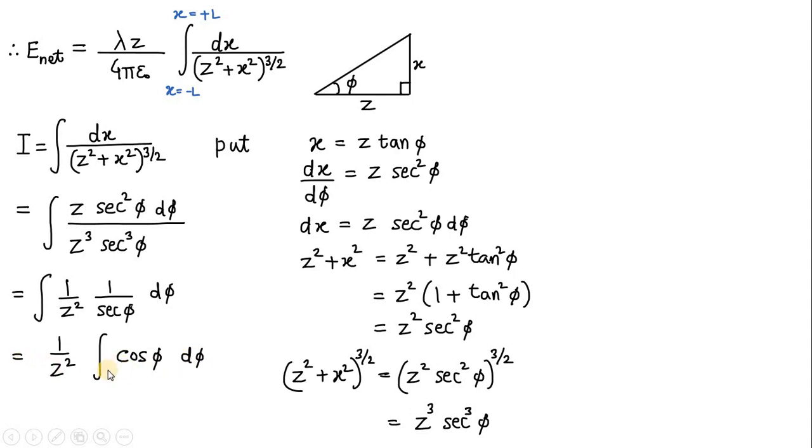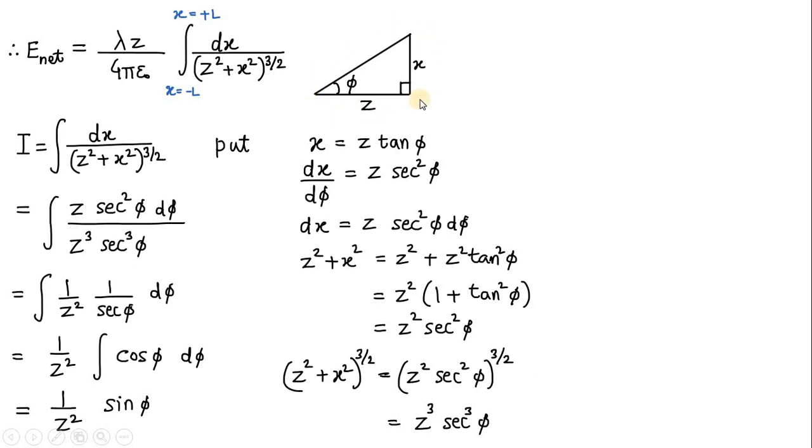Now this integration is very simple. Everybody knows this answer. Answer is sin phi. So here is our simplified result of this integration: it is 1 upon z square sin phi. Now it is time to return back to our original variable, x. So can we now write down what is the value of sin phi in terms of x? For that we should look into this triangle that we supposed in the beginning.